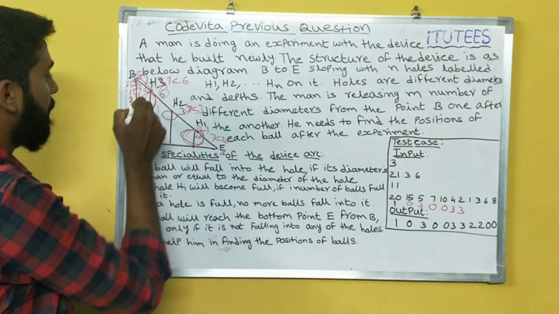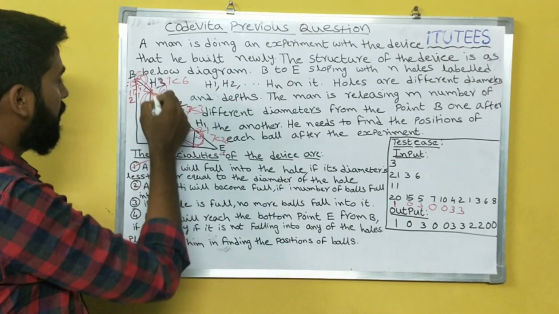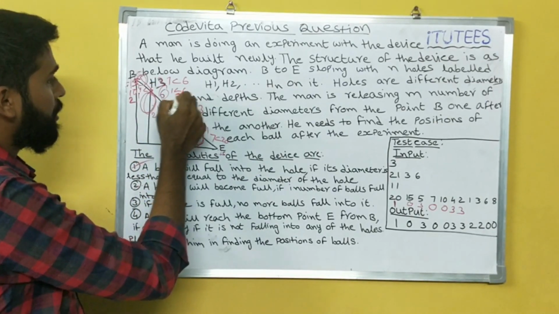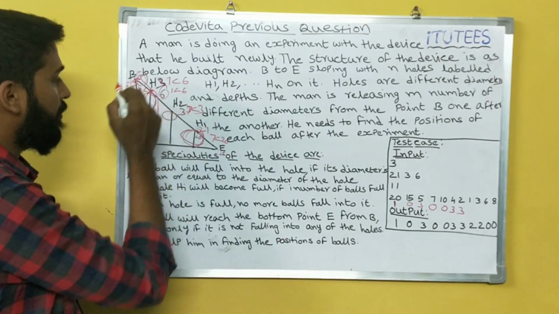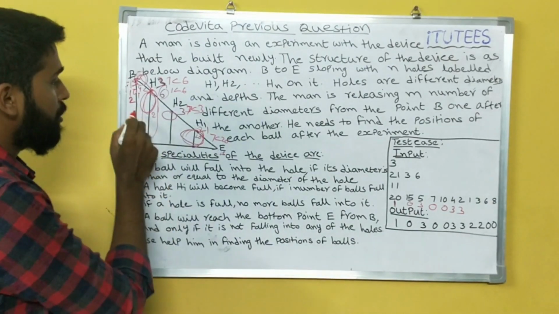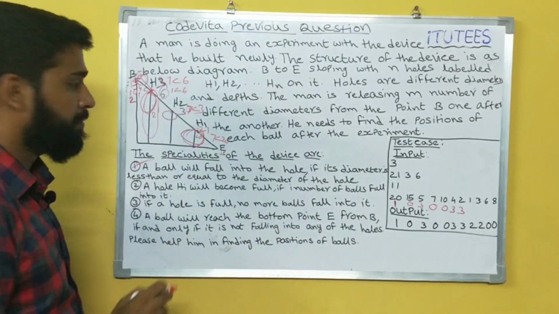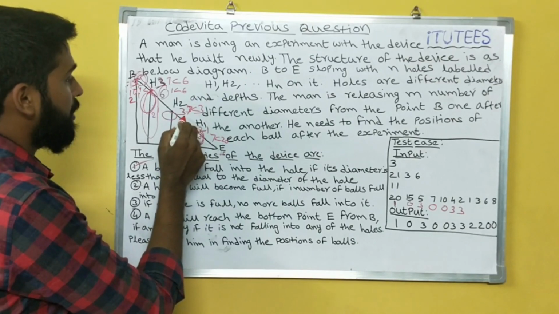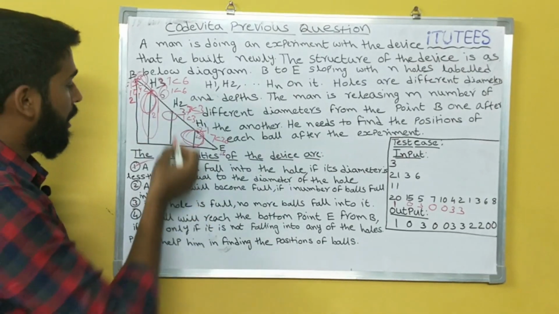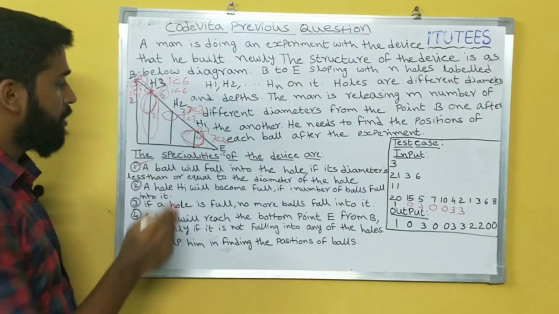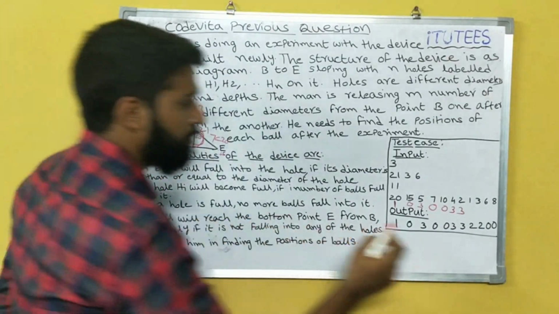Next 1. The diameter of the ball is 1. Here 1 less than 6, true, but this is already filled with the 3 balls. So it goes to the next. Here the diameter is 3. 1 less than 3, true, and there is no ball filled already. So it falls into the 2.